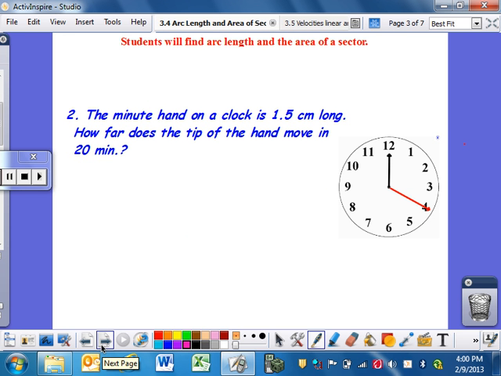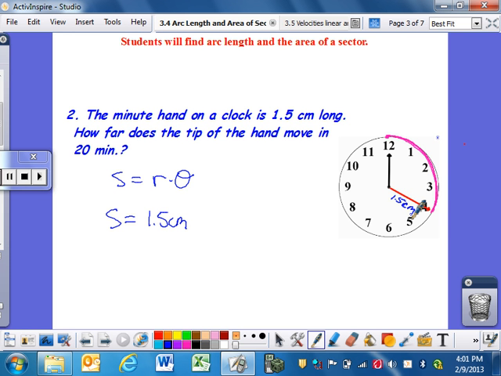So another example would be the minute hand on the clock is 1.5 centimeters long. How far does the tip of the hand move in 20 minutes? Okay, so we got to think about a clock from beginning of the hour to 20 minutes. So if I travel all the way down, I need to figure out how far that distance is. Well, that's referring to the arc length. So once again, I'm going to think about my arc length formula. I need to know a radius. Do I have a radius? Everybody should be like, sweet, yep, because I have 1.5 centimeters long is the minute hand.